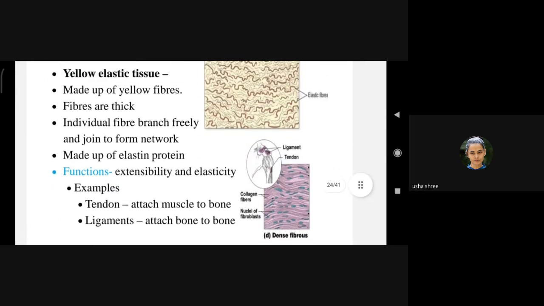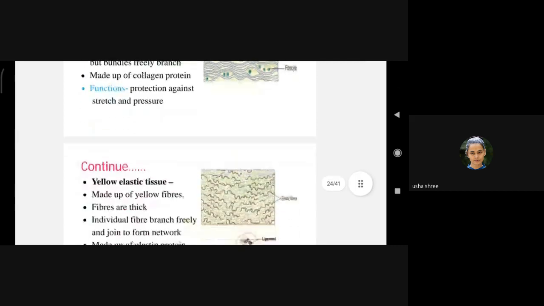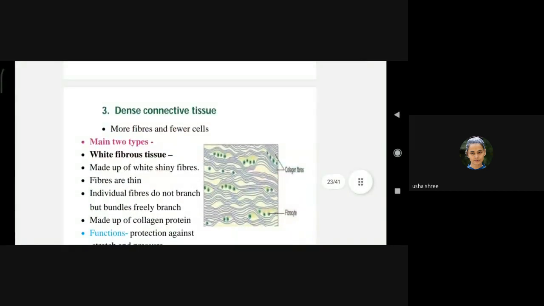So these are the examples of dense connective tissue. There are two types of dense connective tissue. The first is white fibrous tissue and the second is yellow fibrous tissue. Some differences are there. White fibrous tissue fibers are thin, yellow are thick. White are made up of collagen protein. Yellow are made up of which protein?